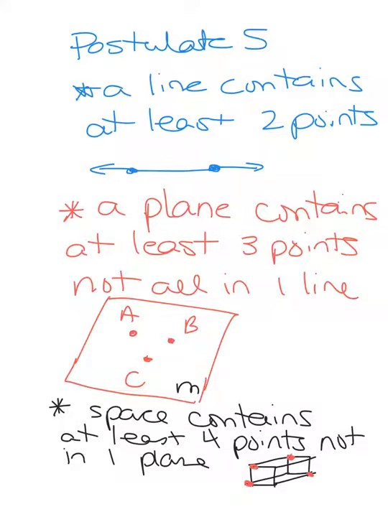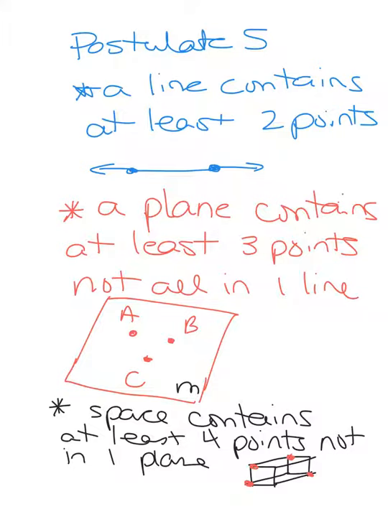So postulate 5 says a line contains at least 2 points. So when we're talking about a line, we know that a line is made up of an infinite number of points, but we have to start with at least 2. The second part of that postulate, which is in red, says a plane contains at least 3 points, not all in one line. So if we want to define a specific plane, I need to have 3 points which are not in one line.